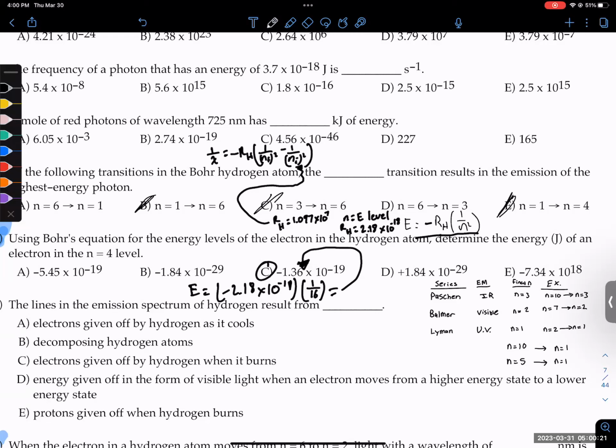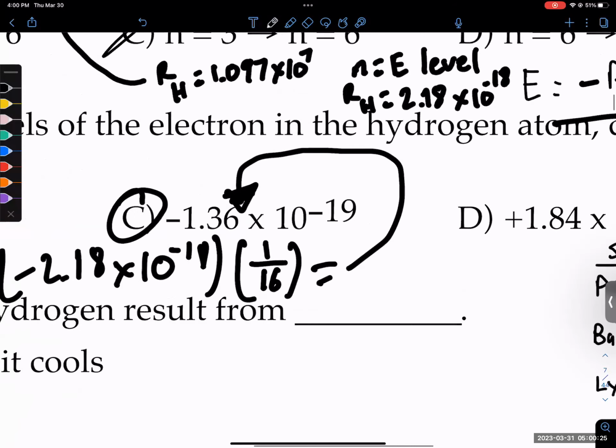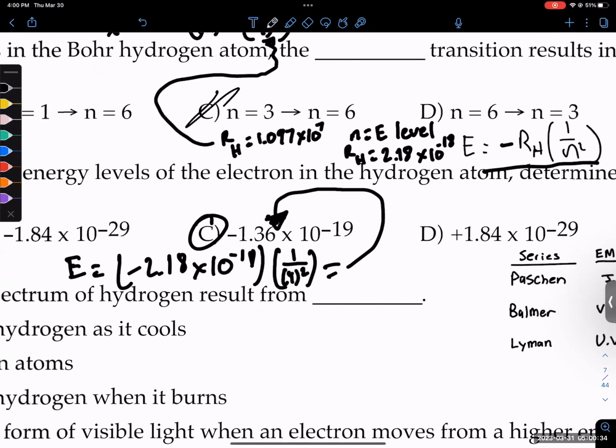Jonathan said, where's the 1/16 come from? I just jumped the gun here, but that's supposed to be 1/4 squared. And if you square the number 4, you get 16.